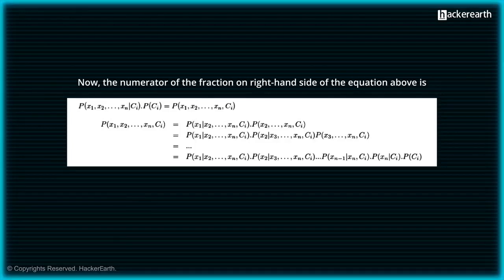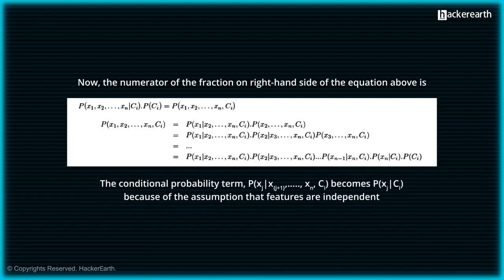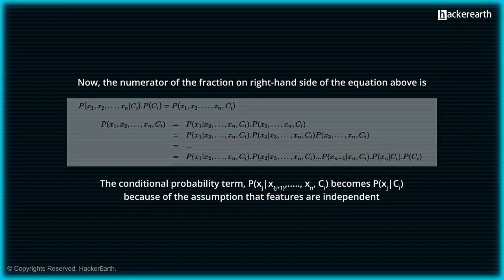Repeating this process n number of times, we get that P of x1, x2, up to xn, Ci is equal to P of x1 given x2, x3, up to xn, Ci, times P of x2 given x3, x4, up to xn, Ci, and so on till P of x of n minus 1 given xn, Ci, into P of xn given Ci into P of Ci. The conditional probability term, P of xj, given x of j plus 1, x of j plus 2, up to xn, Ci, becomes P of xj given Ci because of the assumption that features are independent.